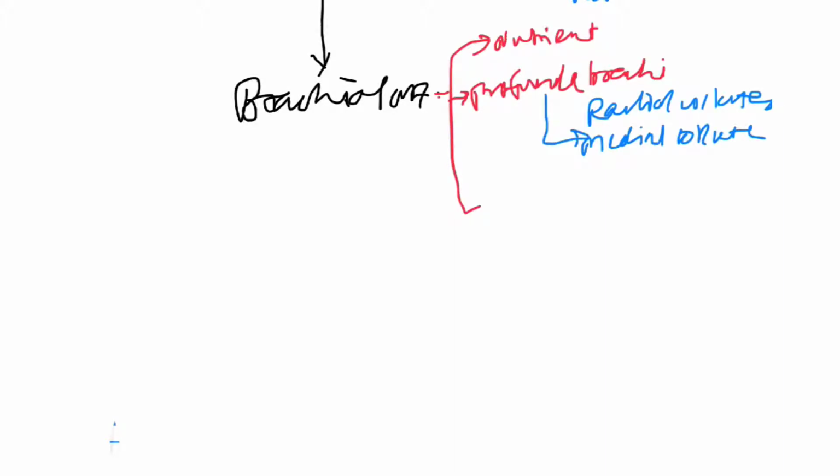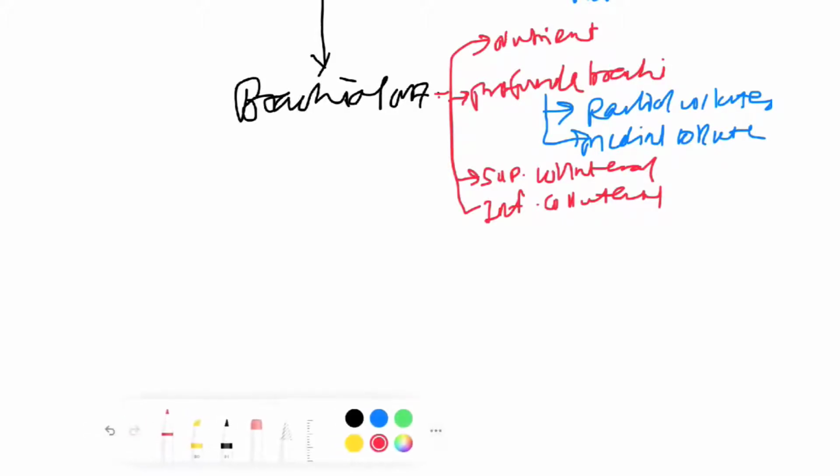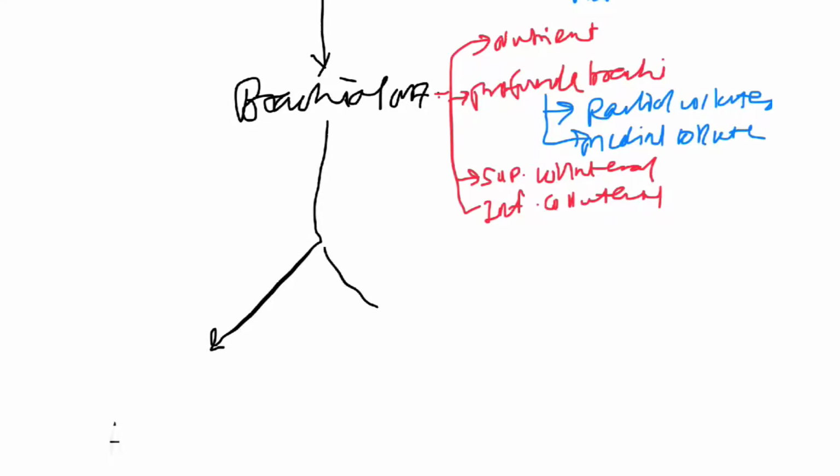The third branch of the brachial artery is the superior collateral and the inferior collateral. So now we get four collateral arteries. Now blood from the brachial artery goes to the radial and ulnar artery.